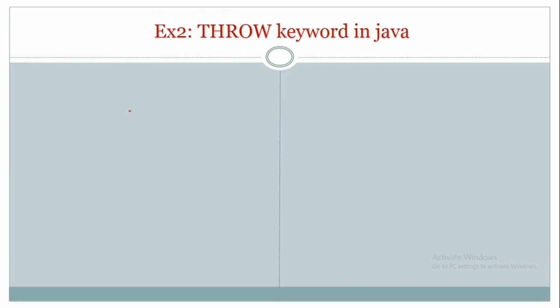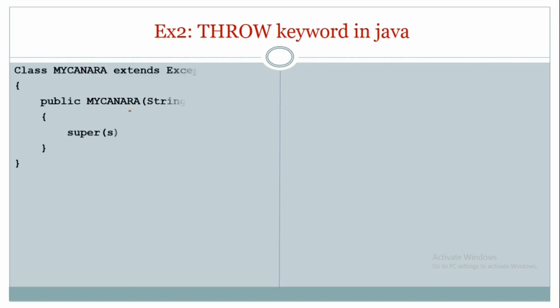Now let us consider one more example. In the previous program, we saw how we can throw predefined exceptions. Now we'll see how we can throw a user-defined exception. To create a user-defined exception, we need to create a class that extends the superclass Exception. Here Exception is a predefined superclass. I created a class called MyException, and here is a parameterized constructor. This super(s) calls the constructor of the superclass. This is how I create a user-defined exception, named MyException.